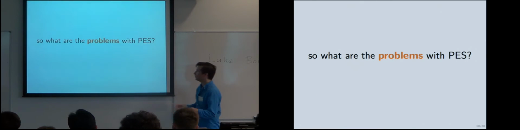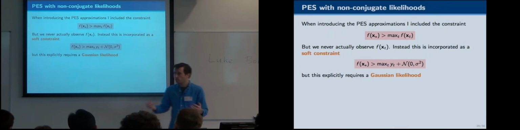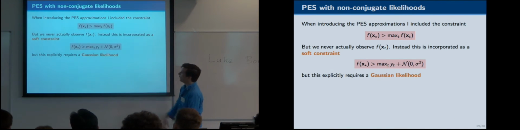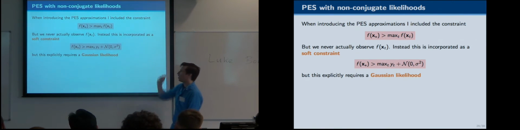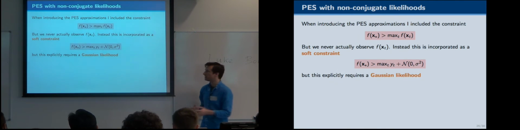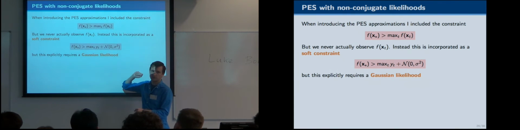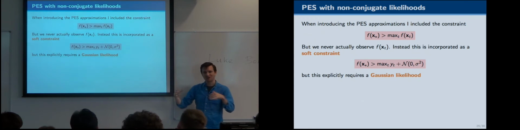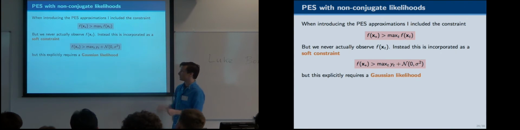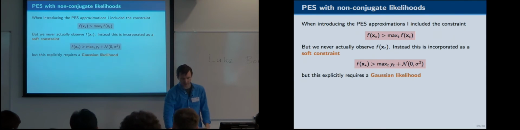OK, so what are some problems with predictive entropy search? Well, one of the problems I noted earlier was that inside our approximation, we're assuming implicitly that our observations are Gaussian in order to make that sort of softmax constraint. However, this is a problem if I then want to move to models where I don't assume a Gaussian likelihood. And this is fundamental to how we do predictive entropy search.